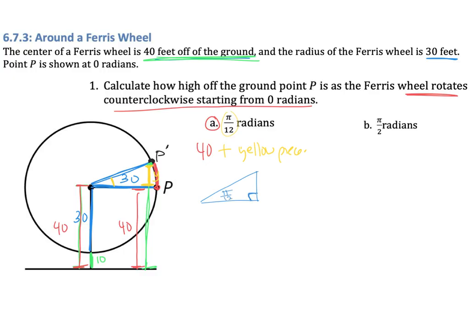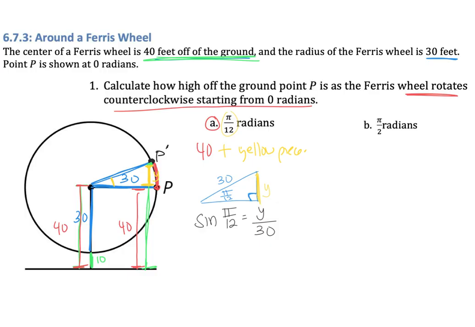I have a right angle right here. I know my radius length is 30, and I'm trying to find this length right here. That's the vertical length, so that's my y value. How do I find my y value? I just take sine of this angle measure equals y over 30.